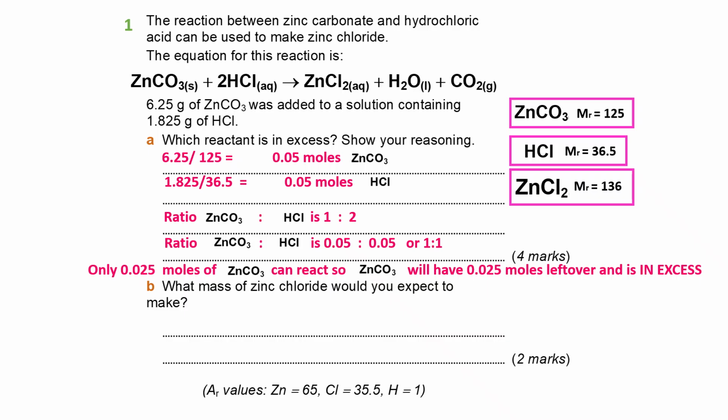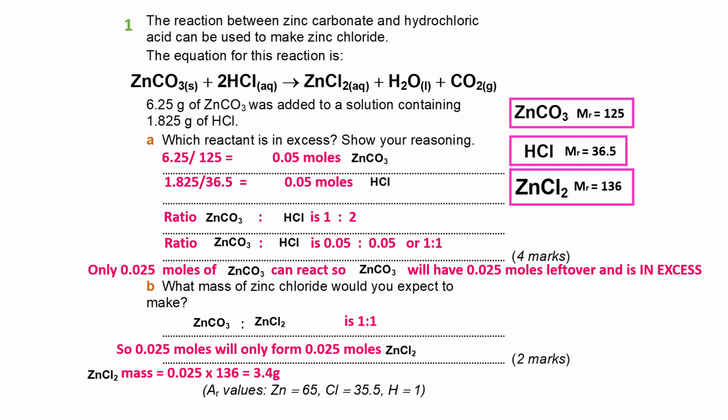What mass of zinc chloride would you expect to make? Zinc carbonate to zinc chloride is 1 to 1. So 0.025 moles will only form 0.025 moles of zinc chloride. And then you just do mass equals 0.025 times 136 equals 3.4 grams of zinc chloride.